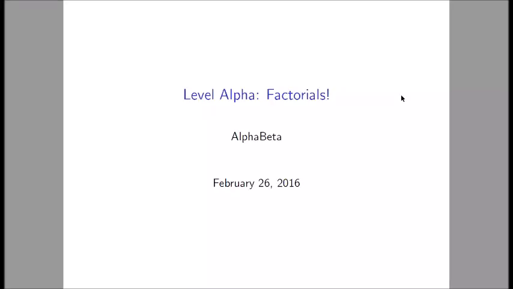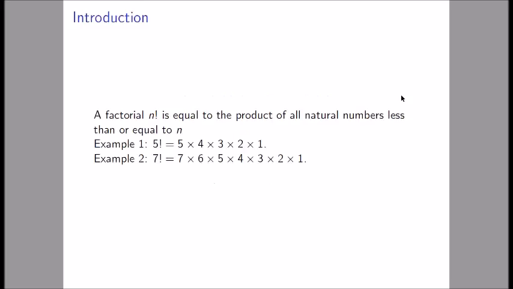Level Alpha, Factorials. Introduction. A factorial, n factorial, is equal to the product of all natural numbers less than or equal to n. So for example, 5 factorial is equal to the product of 5 times 4 times 3 times 2 times 1. And 7 factorial is 7 times 6 all the way down to 1.